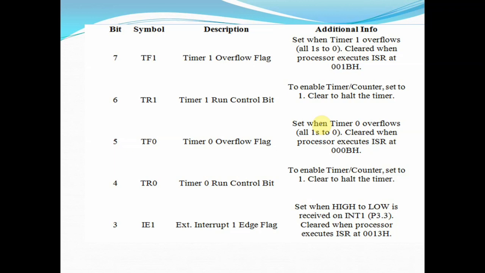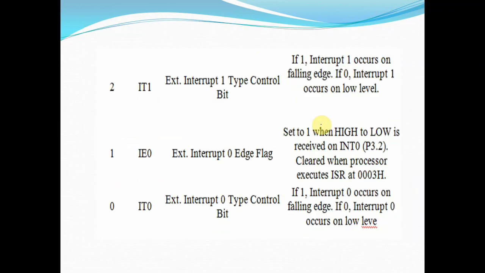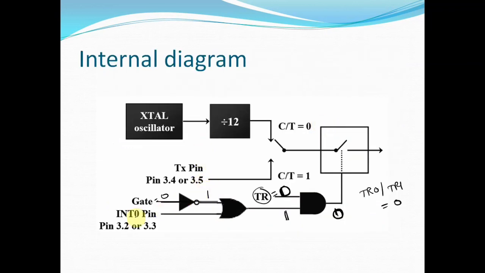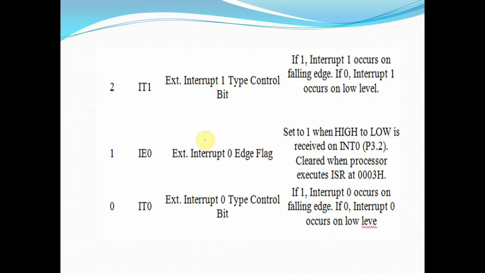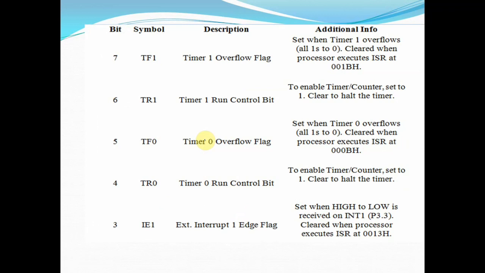So IE1 and IE0 are external interrupt edge flag bits which are set by a high to low transition on the INT pin. So this is the INT0 pin, pin number 3.2 or 3.3. At this point, whenever a high to low pulse is applied, this IE bit from the TCON register will get set.